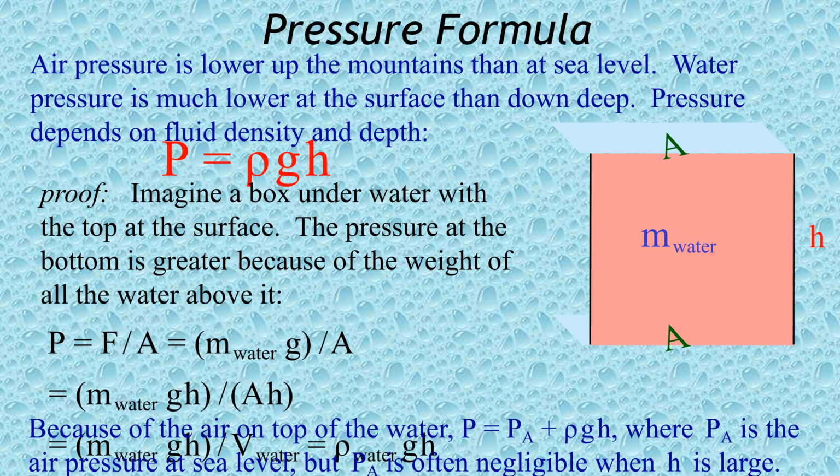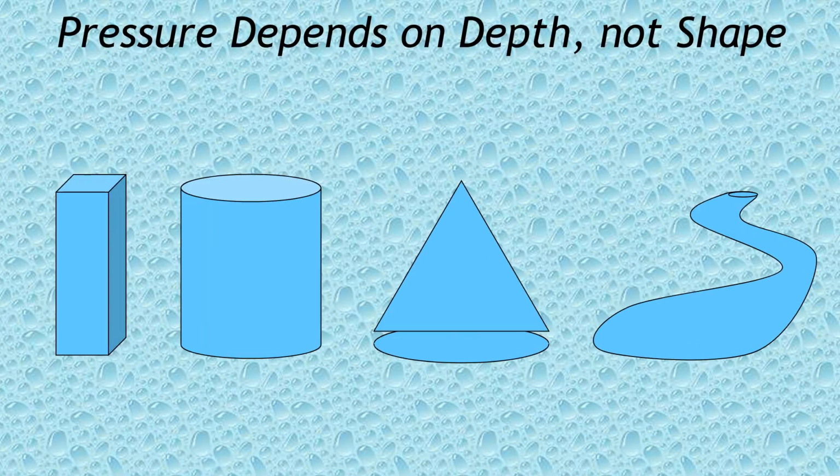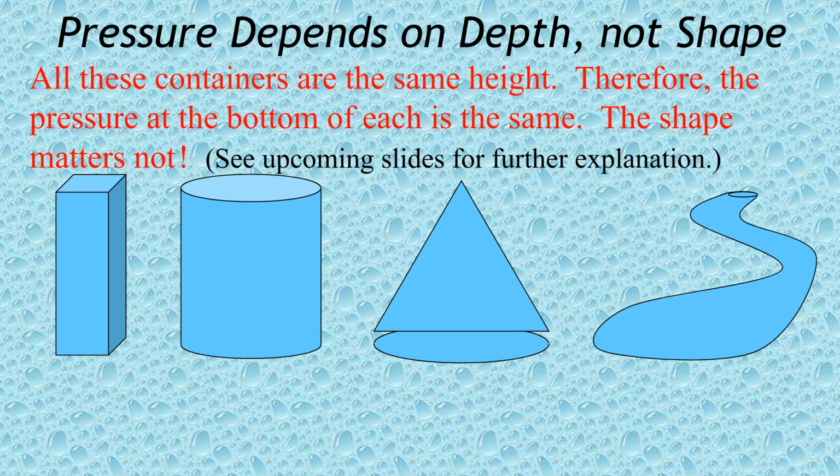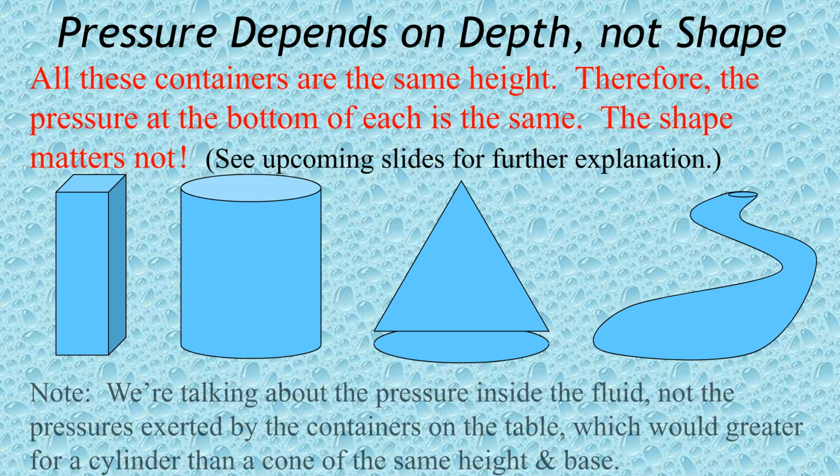Total pressure includes atmospheric pressure on the surface, making the complete formula $P = P_A + \rho gh$. Pressure depends on the depth of the fluid, not the container's shape, provided the height is the same. Therefore, the pressure at the bottom of all these containers is the same, regardless of their varying shapes. This principle applies to the pressure within the fluid.